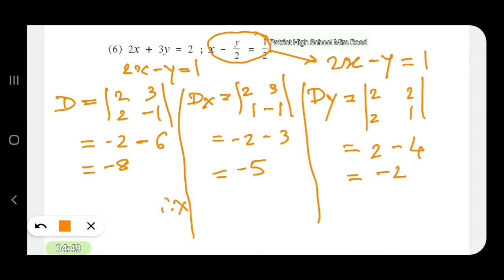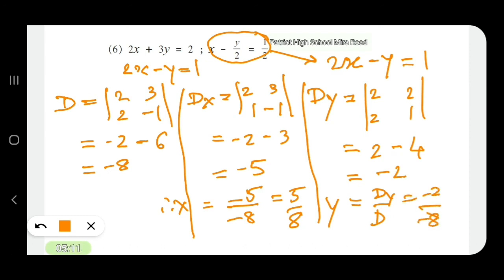Therefore the value of x is equal to dx upon d. It is 5 upon 8. The value of y will be dy upon d. It is minus 2 upon minus 8. Therefore y will be equal to 1 upon 4. So x is equal to 5 upon 8, y is equal to 1 upon 4.